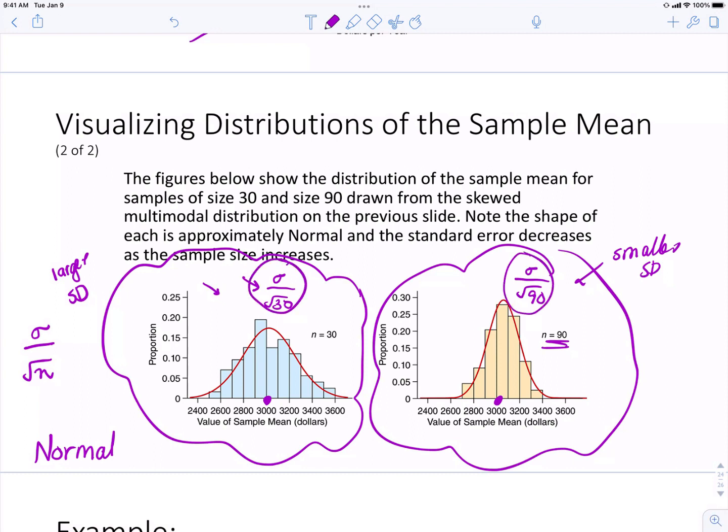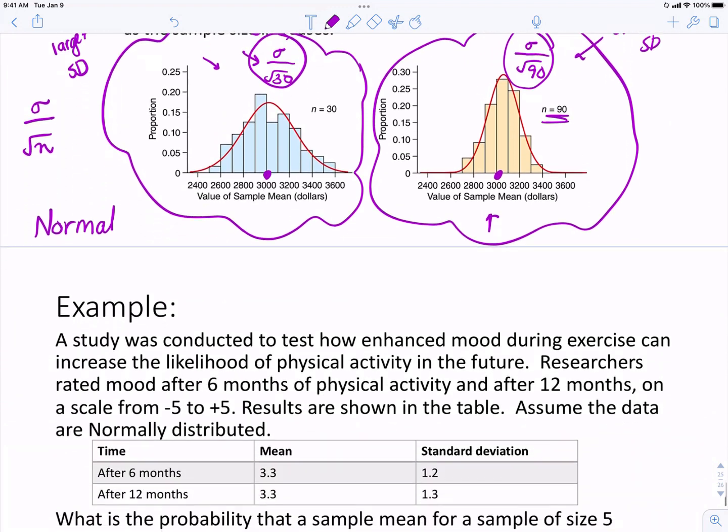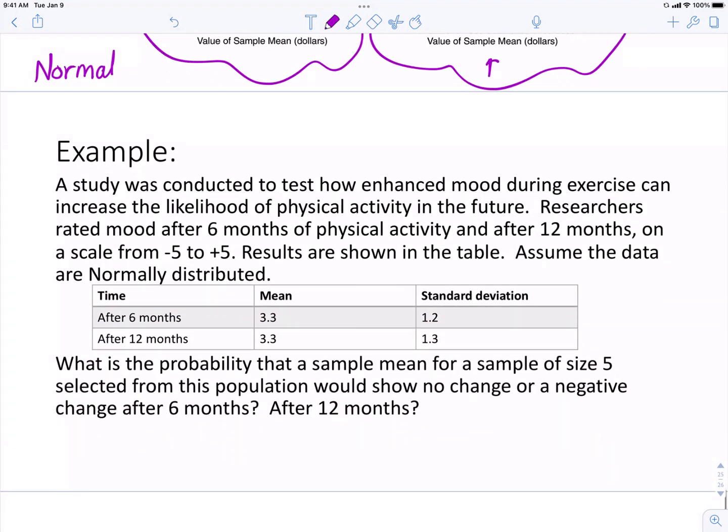And so that's a picture of the central limit theorem. We took samples, we found the means of the samples, and we graphed them. Both of them had a normal distribution. As the sample size got larger, the spread got smaller. This one on the right is more narrow than the one on the left. So that's a picture of the central limit theorem in action. And now let's do one that requires a little more computation.